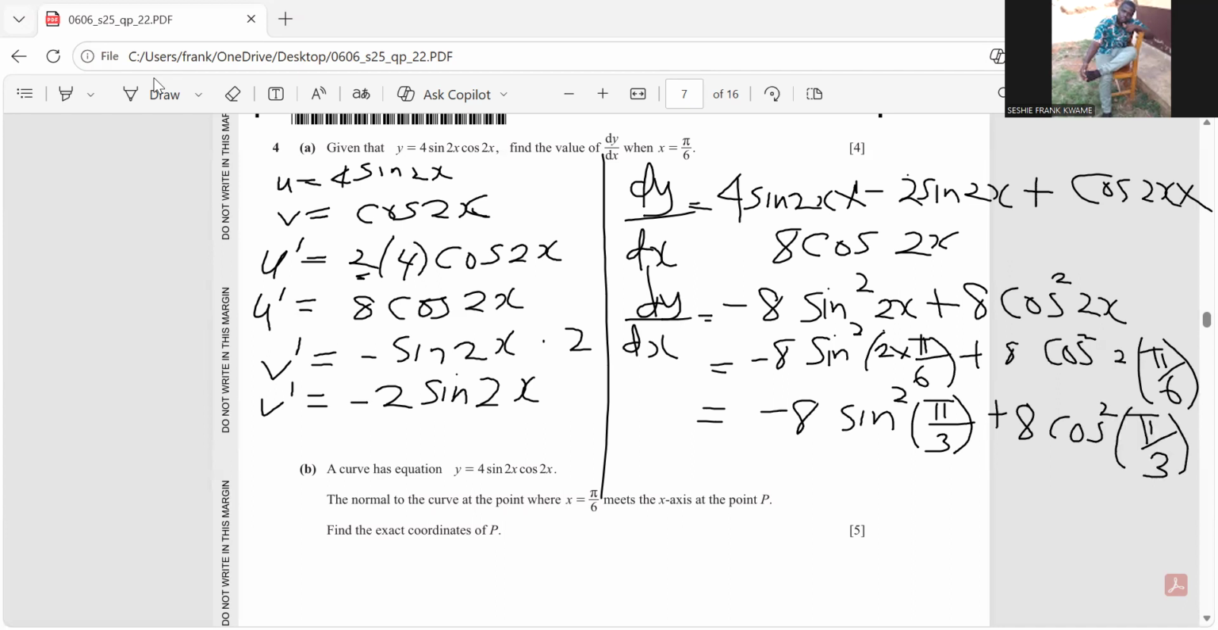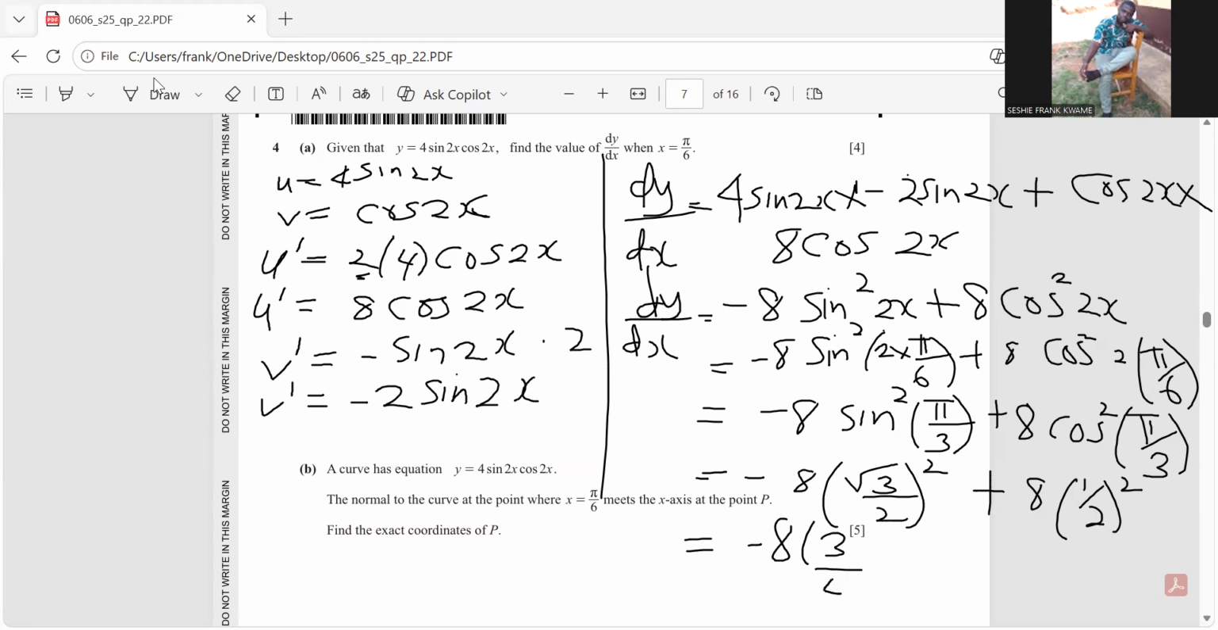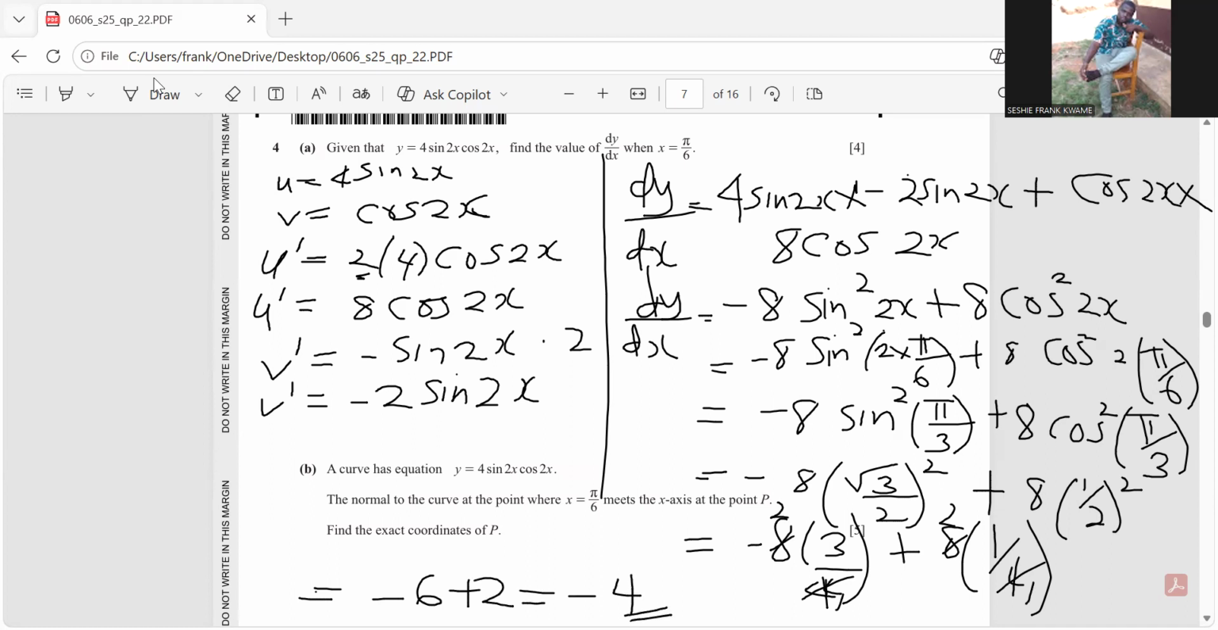So what's sin pi on 3? Use your calculator, that's root 3 out of 2, and that is squared. What's cos pi on 3? That is half, so that's half squared. So that's negative 8 times 3 out of 4, then we have plus 8 times 1 out of 4. So negative 8 times 3 over 4, the 4 goes into 8 twice, that's negative 6. 8 over 4 times 1, that's plus 2. So our answer is negative 4 for question 4A.